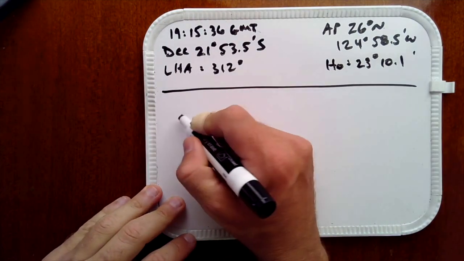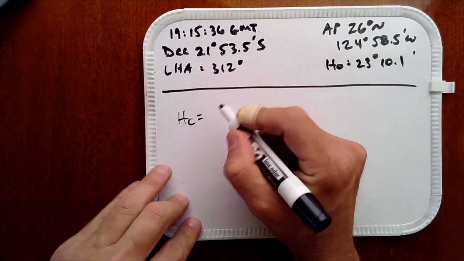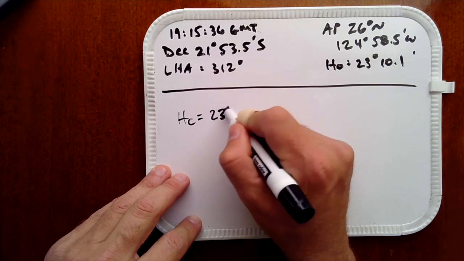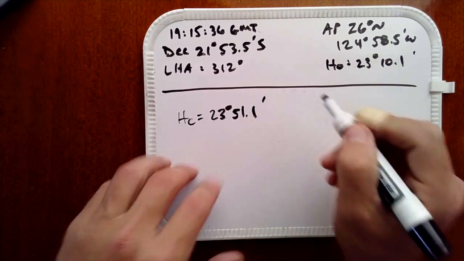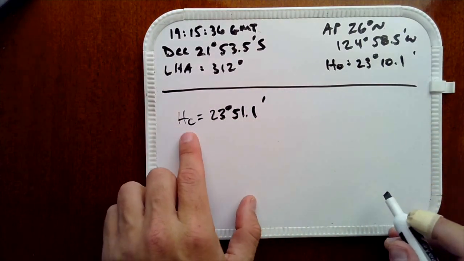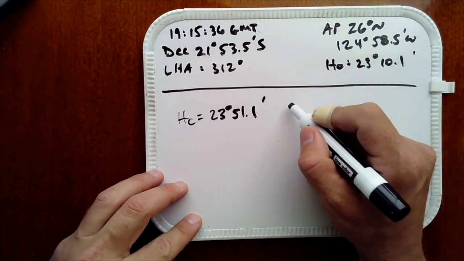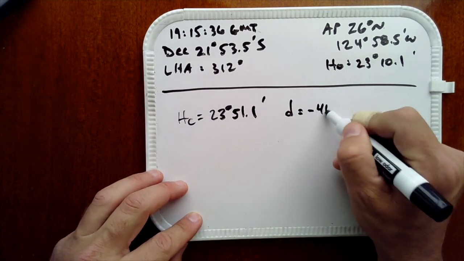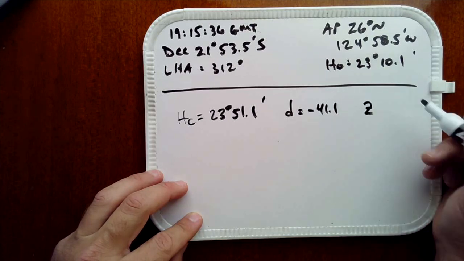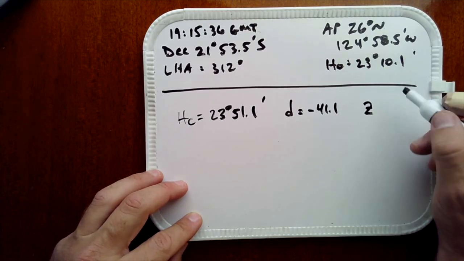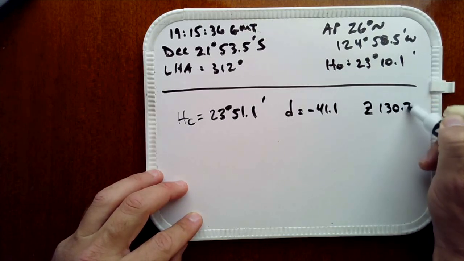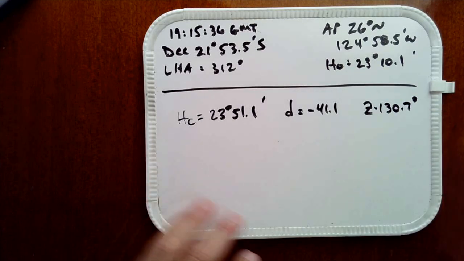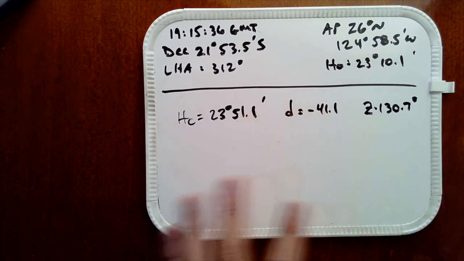So we noted that our HC value, computed height, was 23 degrees 51.1. And I think I misspoke a second ago. I called it HO, but it's HC. Our D value, our altitude difference, is negative 41.1. And our Z value, our azimuth angle, is 130.7 degrees. So the next step is to kind of correct this stuff.